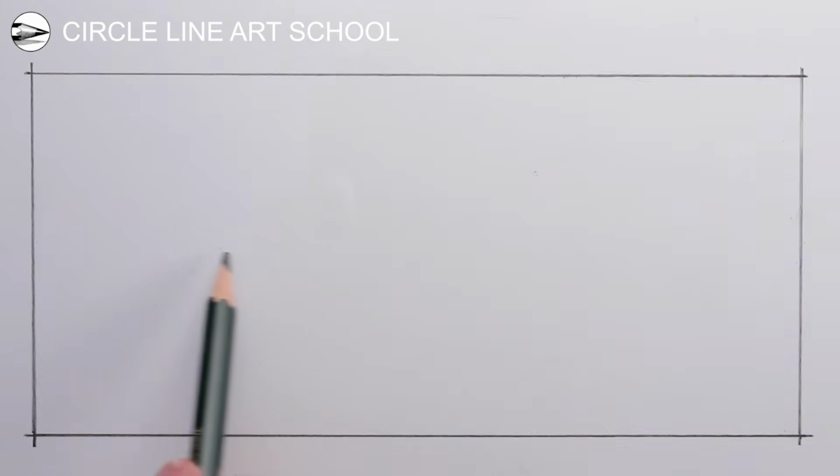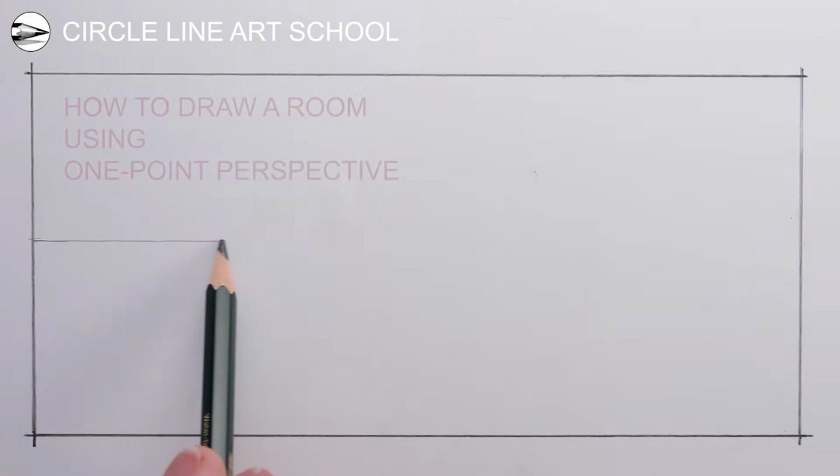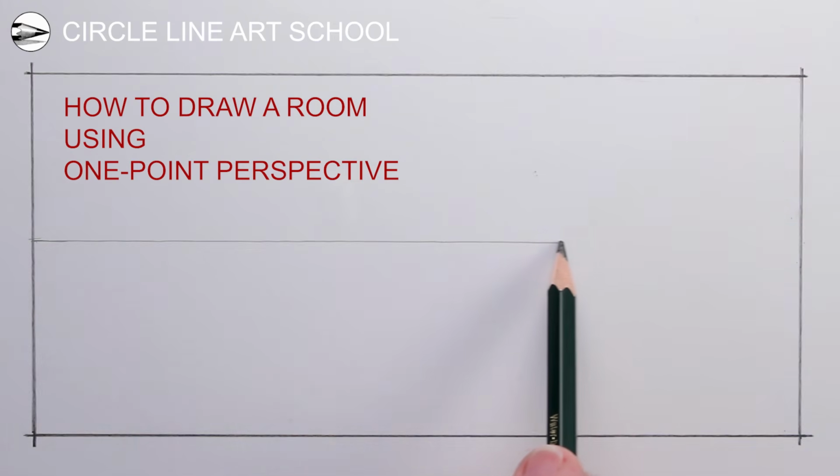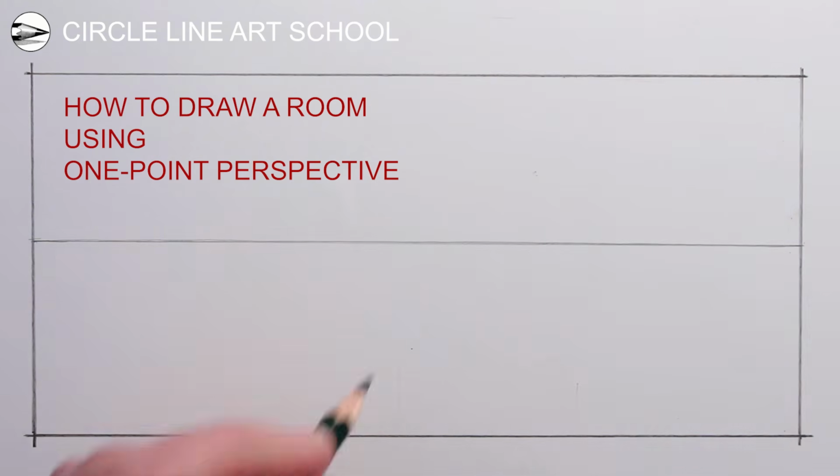Hi, Tom here. In this week's Circle Line Art School drawing, I will show you one way to draw a room using one-point perspective. The first step is to draw a horizontal line across the middle of your page.